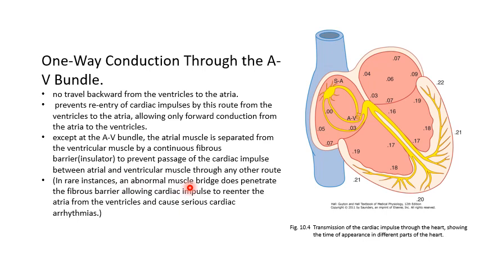Sometimes in abnormal conditions, there might be a muscle bridge that might make another route for the impulses, which makes the impulse able to travel backward from the ventricle. When it reaches the ventricle, it can travel backward into the atrium, and this will cause serious cardiac arrhythmias because it will make the atrium contract at a time when it should be relaxed, and it will make a lot of abnormalities in the rhythm of the heart, and that could be very serious.